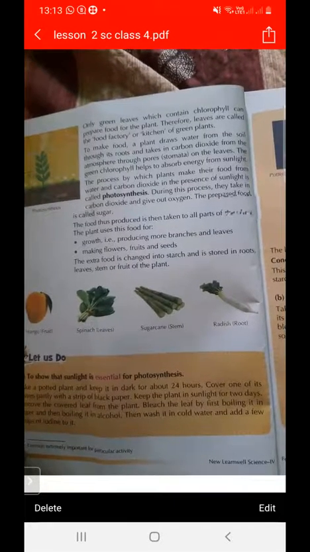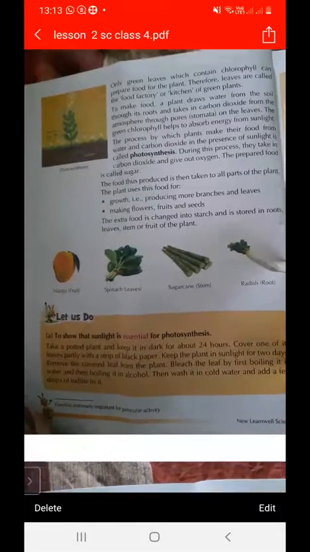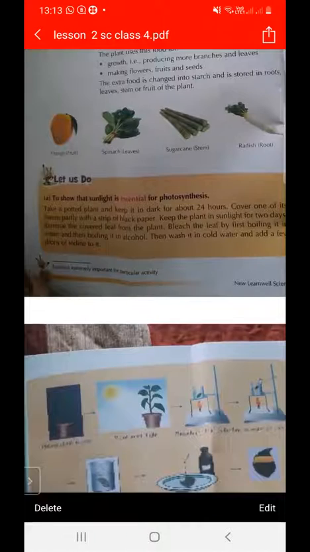Bleach the leaf by first boiling it in water, then boiling it in alcohol, then wash it in cold water and add a few drops of iodine on it.